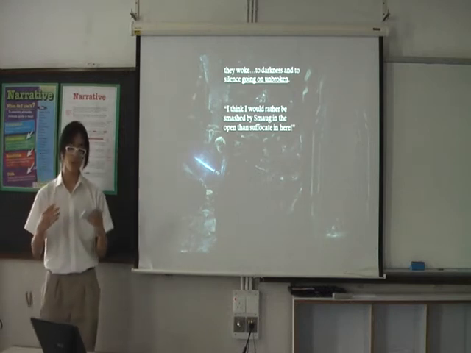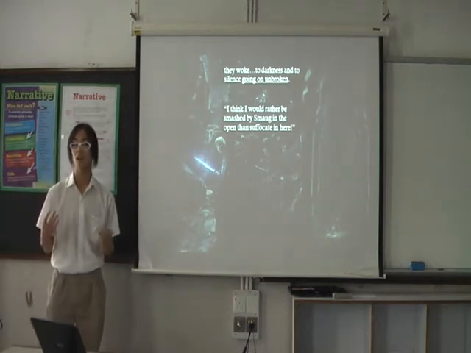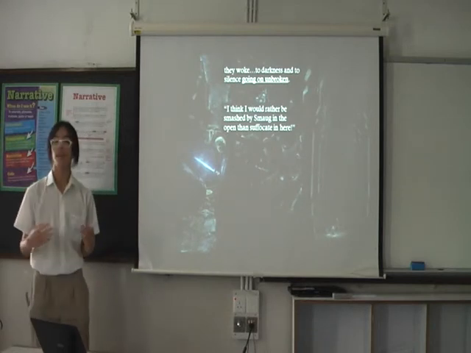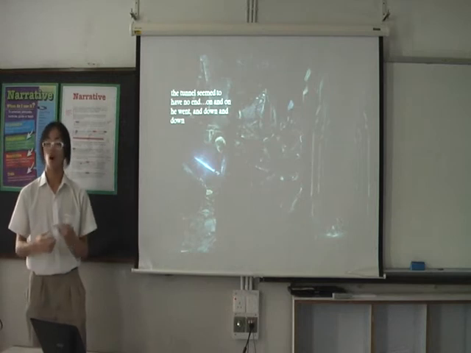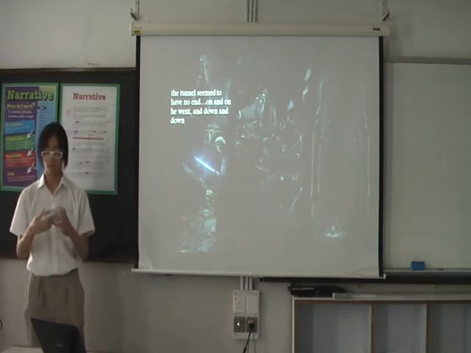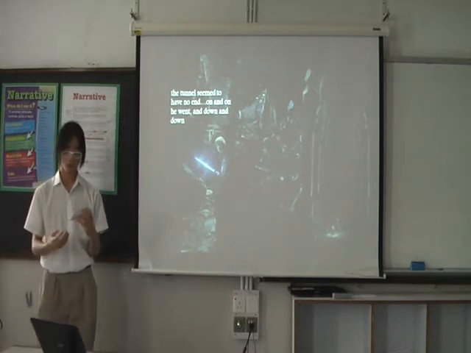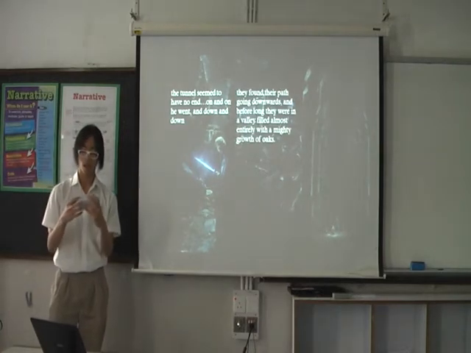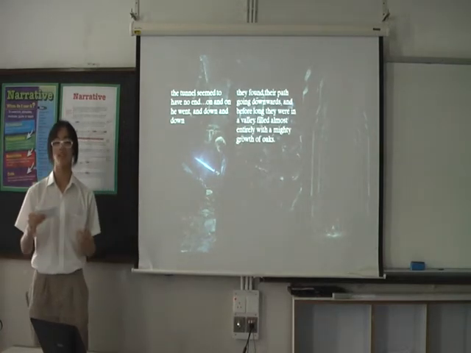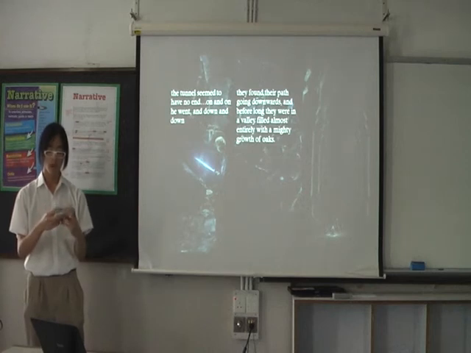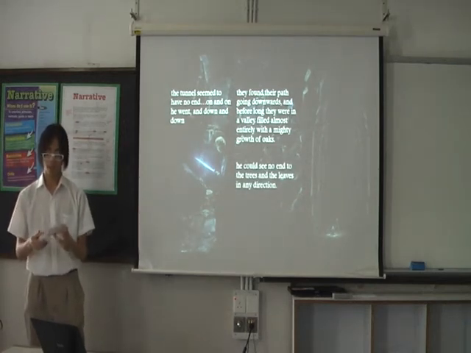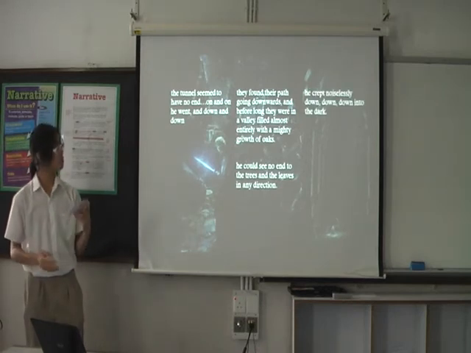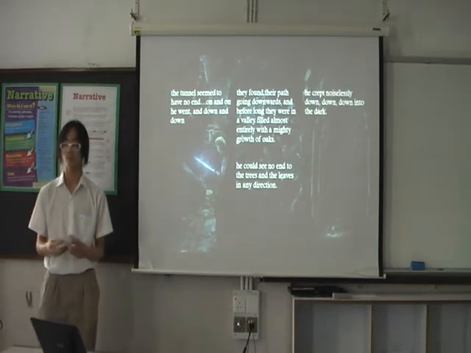But besides being merely dark and oppressive, there is always an element of the downwards and unending, with the tunnel in the Misty Mountains seeming to have no end. "On and on Bilbo went, and down," with the party in Mirkwood finding their path going downwards, and "before long they were in a valley filled almost entirely with a mighty growth of oaks, in which Bilbo could see no end to the trees and leaves in any direction," and with Bilbo creeping down into the dark of the Lonely Mountain.